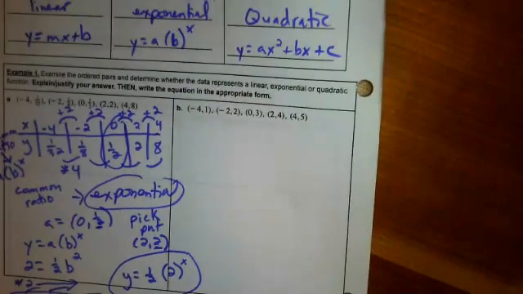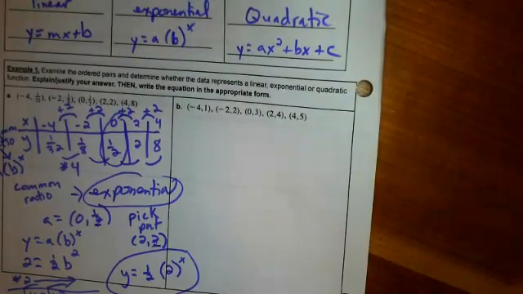If we go over to b, let's see what we got here. I'm going to, again, always put them in a table of values.